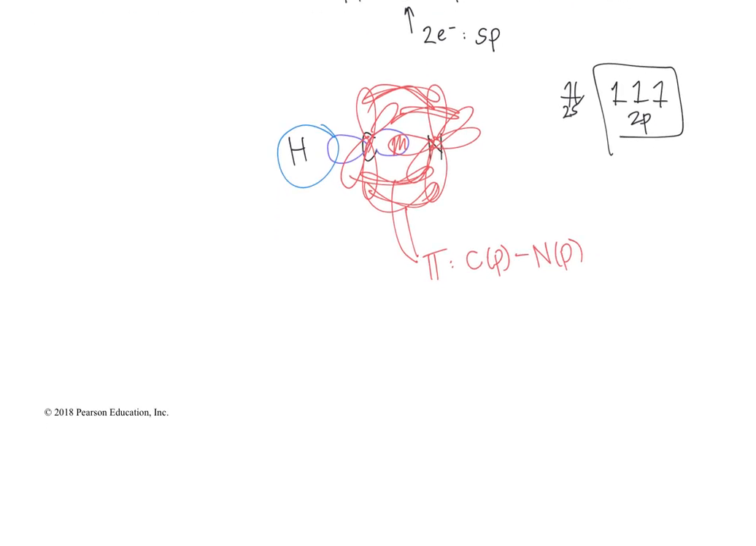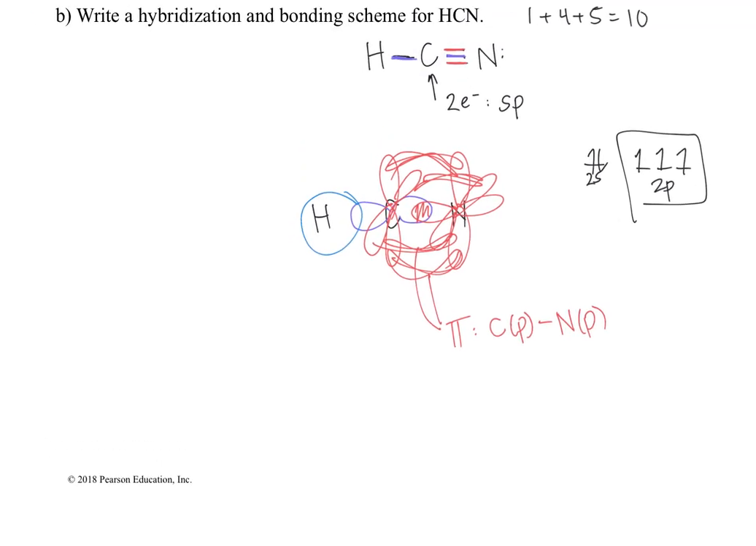Then we have a sigma bond here between carbon's sp orbital and nitrogen's p orbital. And then we have another sigma bond here between carbon's sp orbital and hydrogen's s orbital.